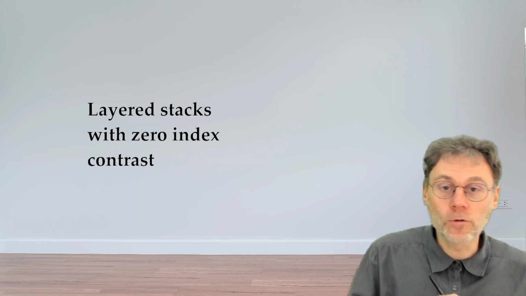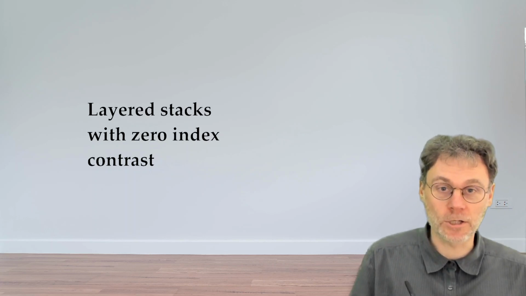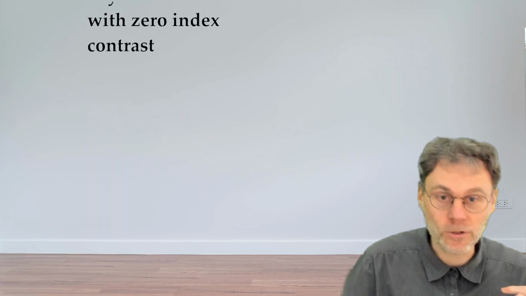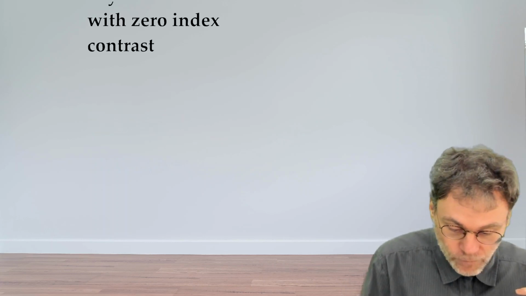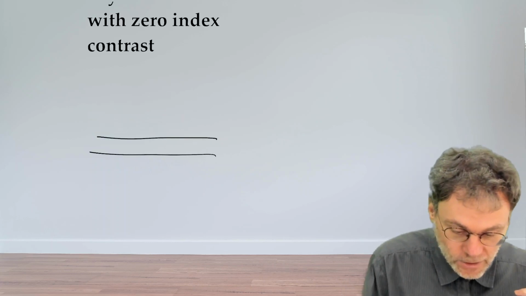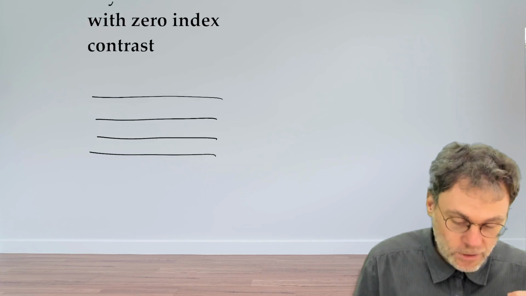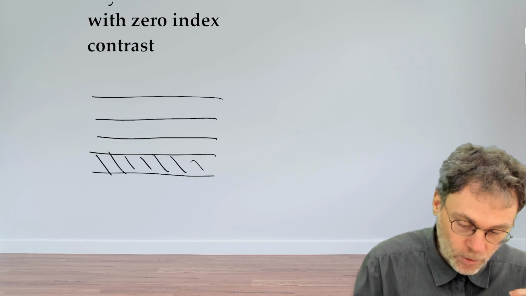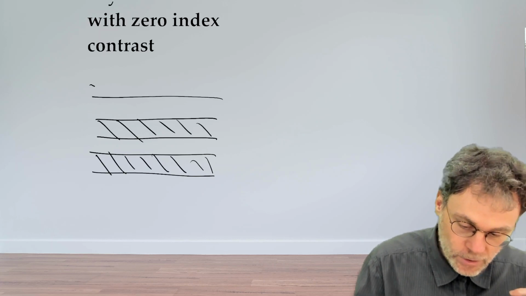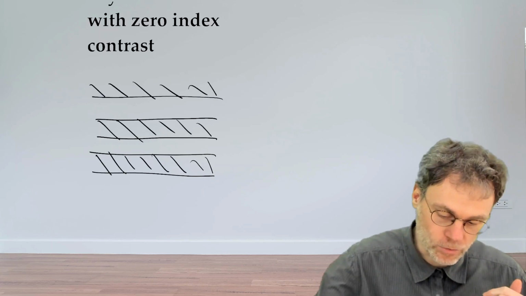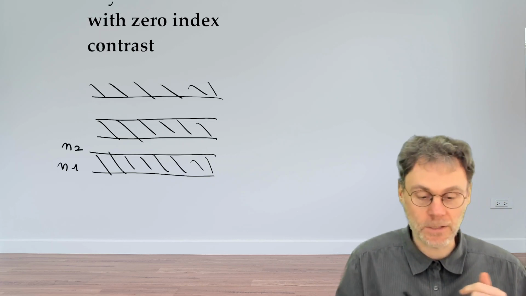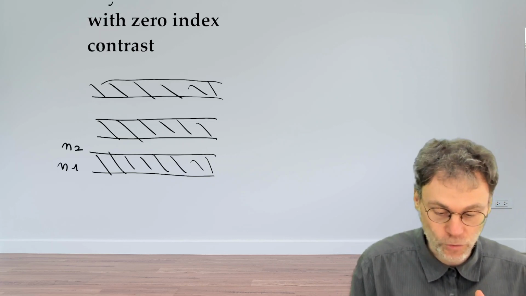In this video, we're going to look at a very famous example of a 1D periodic structure, namely that of a layered stack. So we're making sort of a cake of different layers. Let's say we have layers consisting of two materials. We have a higher index material alternating with a lower index material, like this. This material has refractive index N1, and that material has refractive index N2.